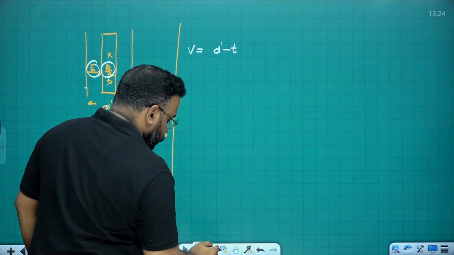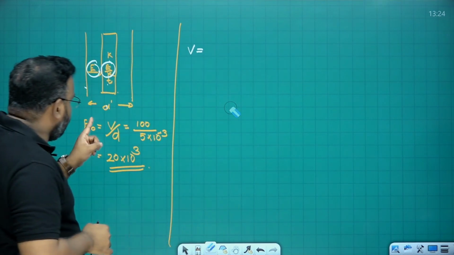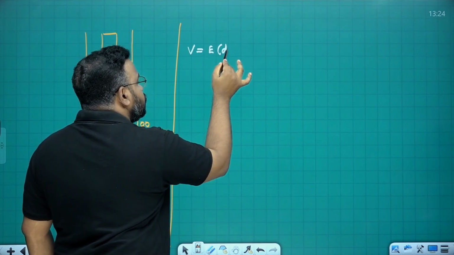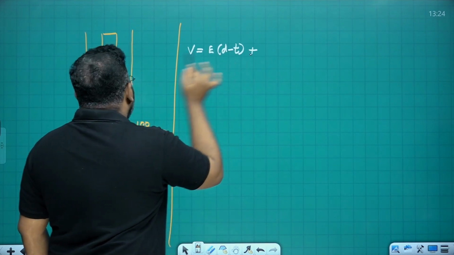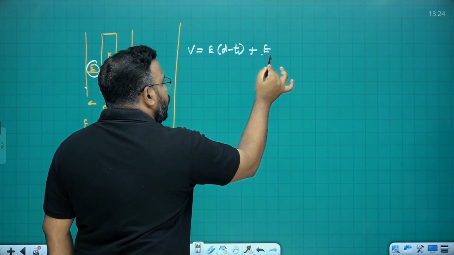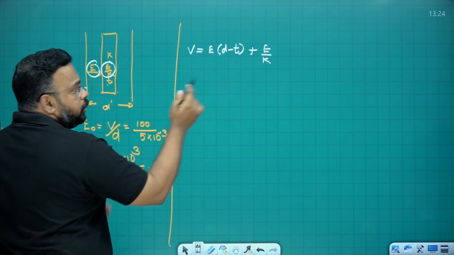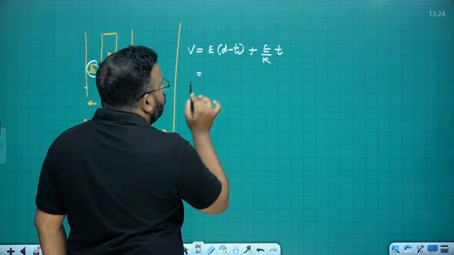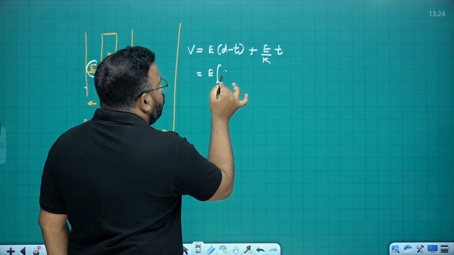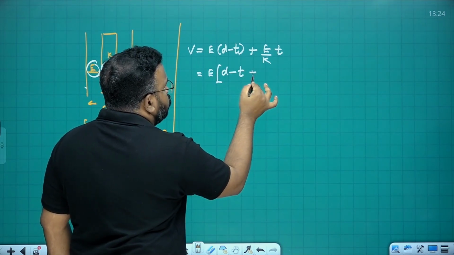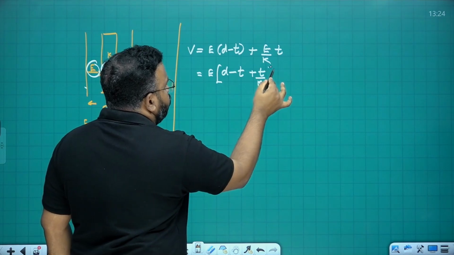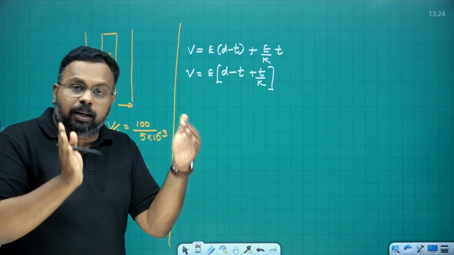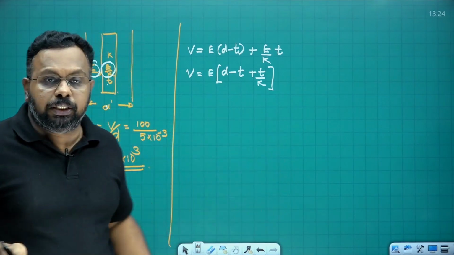So, same formula, V is equal to E into D, but E will be there for a distance D dash minus T, plus the new field E by K, which will be existing for only a distance T. Got it? So we can take E out. We get D dash minus T plus T by K. This is the formula for the potential, but the battery remains connected, which means the potential is the same. There is no change in the potential.